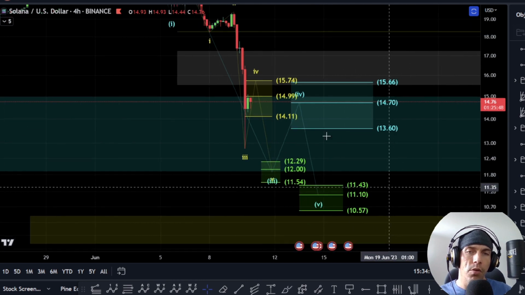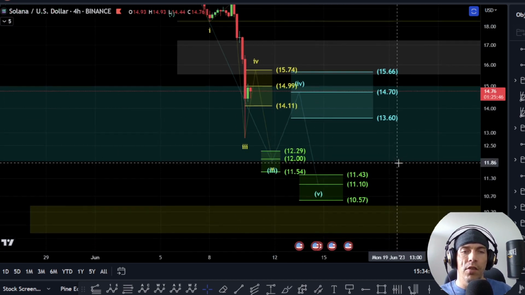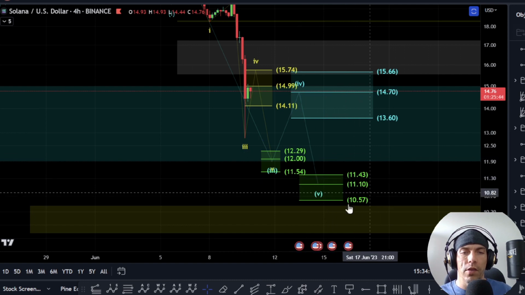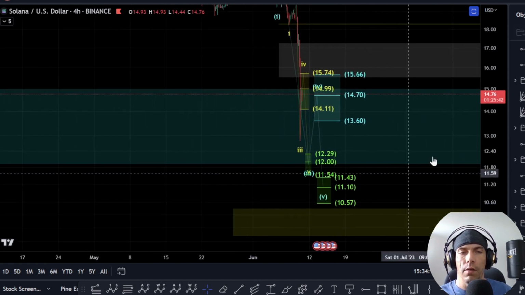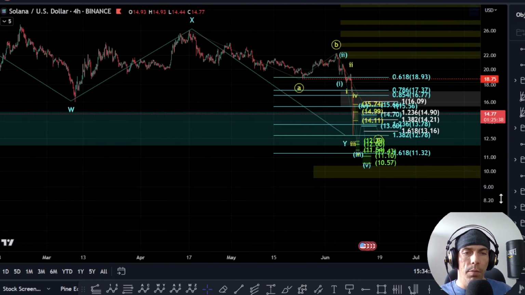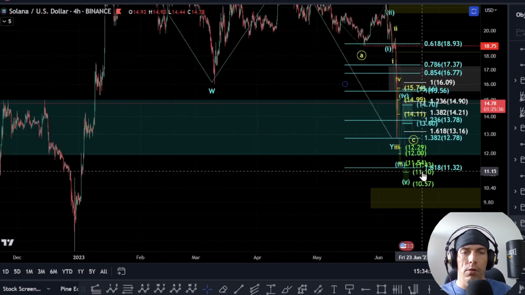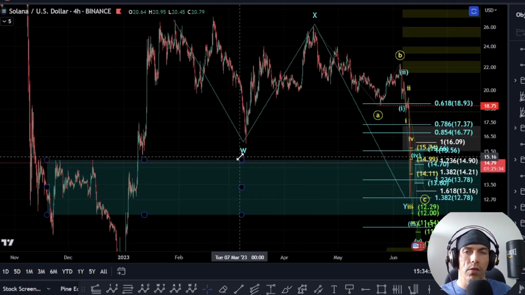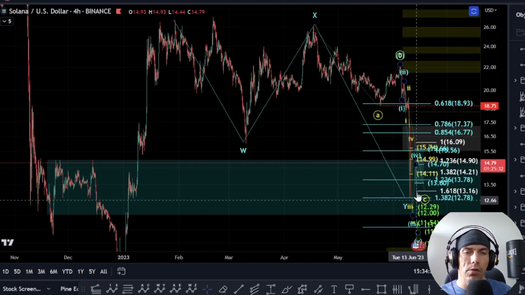So if we do see price continue to fall off here, potentially this could mean we see a push down towards this 1143 to this 1057. Now if we turn back on that target for that Y wave, I'd be keeping an eye on this 1132 as a 1.618 of this Y wave if we do look to actually continue down.